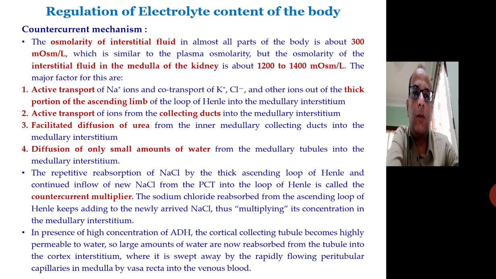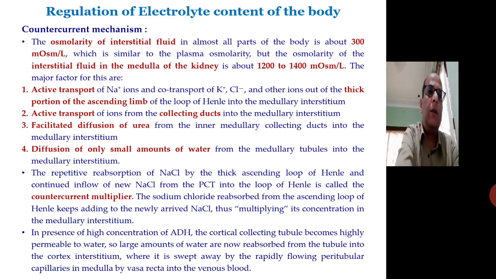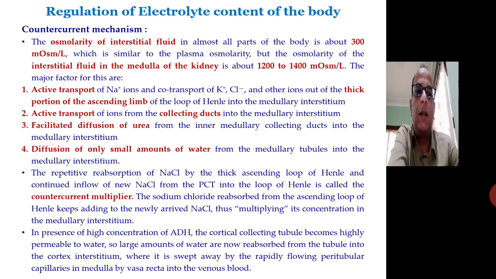Other factors are active transport of ions from the collecting duct into the medullary interstitium, facilitated diffusion of urea from the inner medullary collecting duct into the medullary interstitium, and diffusion of only small amounts of water from the medullary tubules into the medullary interstitium. The repetitive reabsorption of NaCl by the thick ascending limb of the loop of Henle and continued inflow of NaCl from the PCT into the loop of Henle is called the counter current multiplier. The sodium chloride reabsorbed from the ascending limb of the loop of Henle keeps adding to the newly arrived NaCl, thus multiplying its concentration in the medullary interstitium.